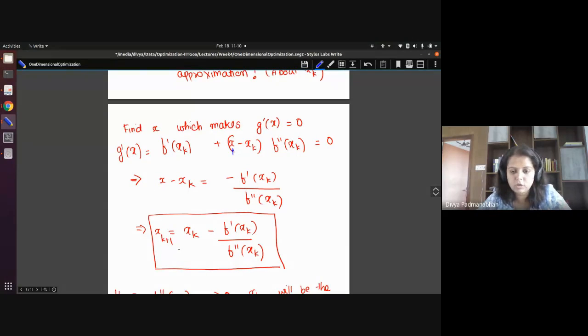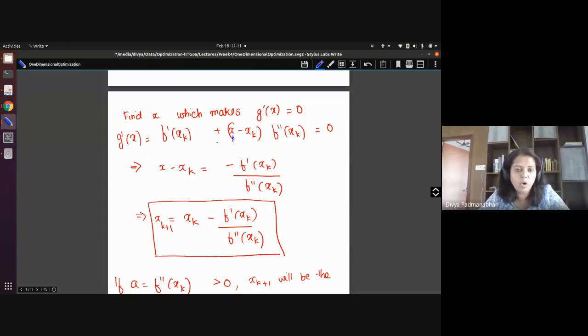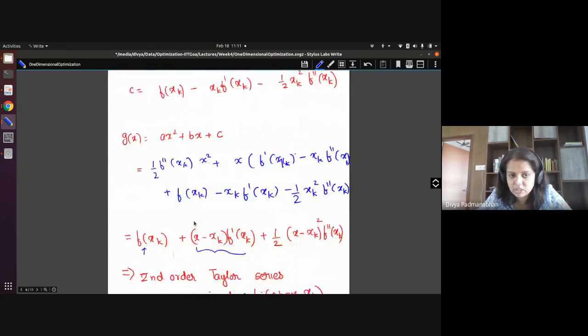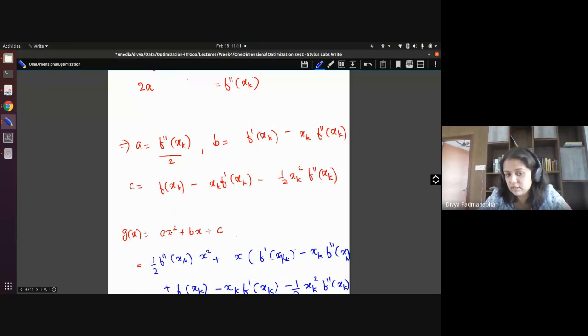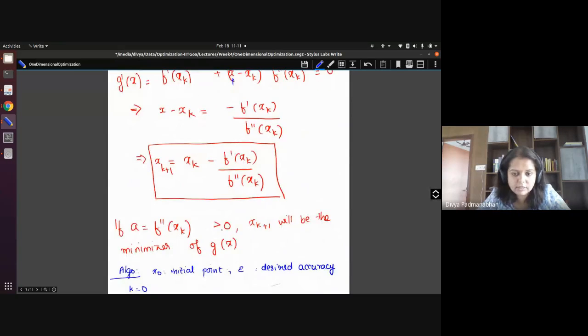This gives you a critical point of g. Now, if you take the second derivative, remember g was just this, so the second derivative of g with respect to x is just 2a. Whenever a is greater than 0, you are going to get a minimizer of g. Remember, that was our necessary and sufficient condition: if the second derivative of g is greater than 0, you get the minimizer of g.